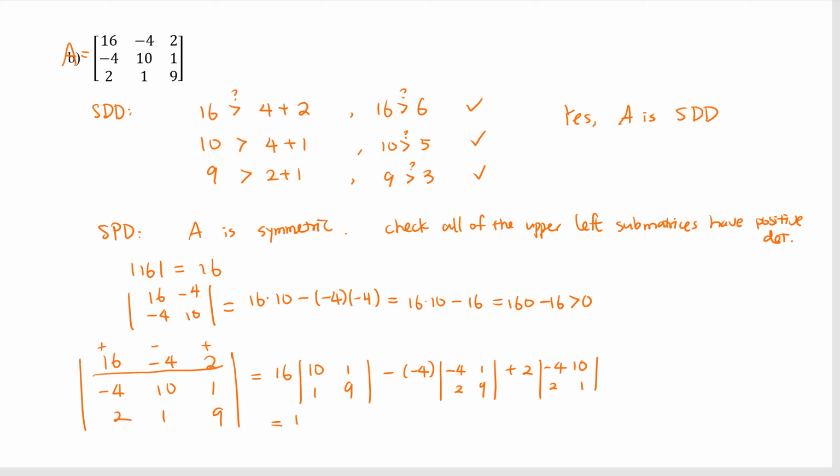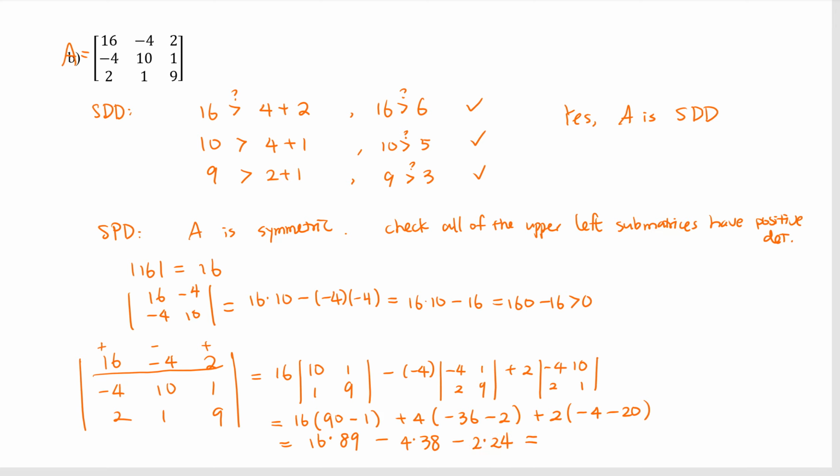Okay. This is 16. Cross multiply: 9 times 10 is 90, minus 1 times 1 is 1. Minus negative 4 becomes plus 4. Minus 4 times 9, minus 36. Minus 2 times 1 is 2. And then minus 4 times 1 is minus 4. Minus 2 times 10, minus 20. Okay, so 16 times 89. This is 4 times 38, right? And this is 2 times 24.